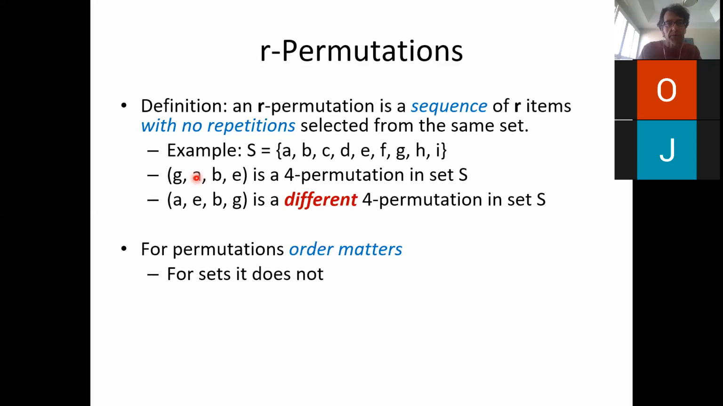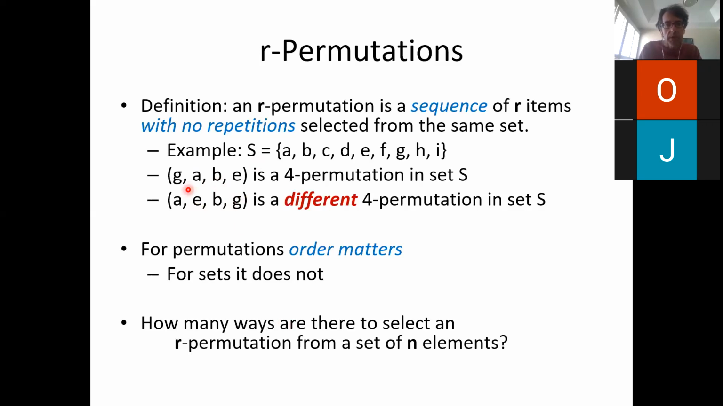That's called an r-permutation over a set. And the order matters. I'm going to call these two sequences different r-permutations. If you think of them as sequences, then obviously these are two different sequences. So my definition of an r-permutation is an r-element sequence where every element is in the set, but they don't repeat.